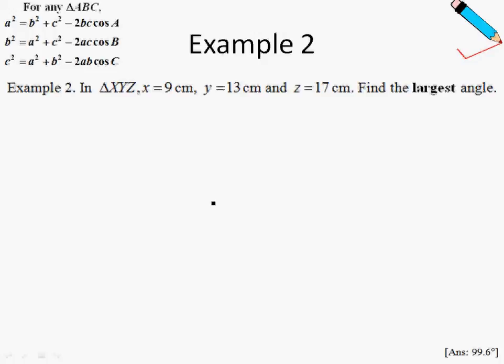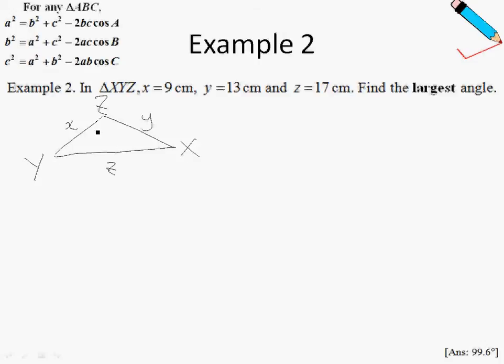In example number 2, this is a little bit of a thinking question. You're given a triangle XYZ. Let me just draw out the triangle for you. So I've got side X, side Y, and side Z.